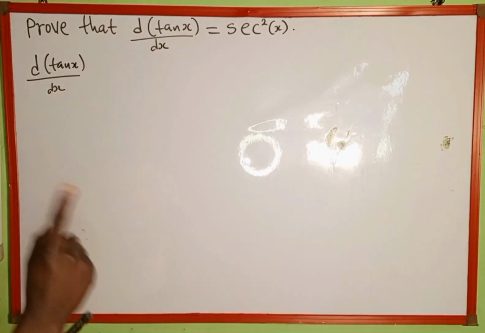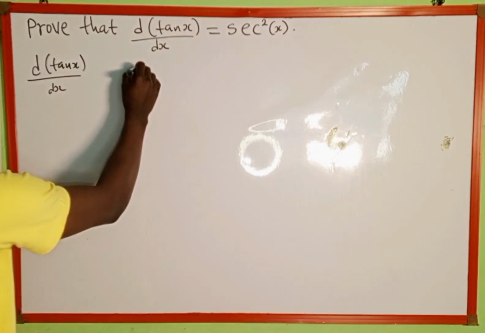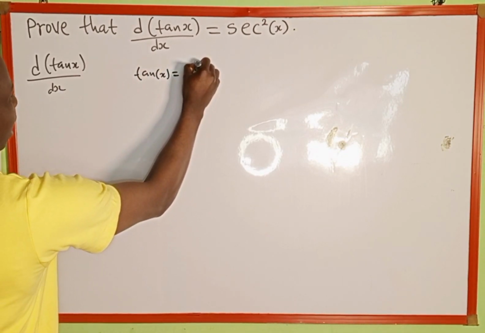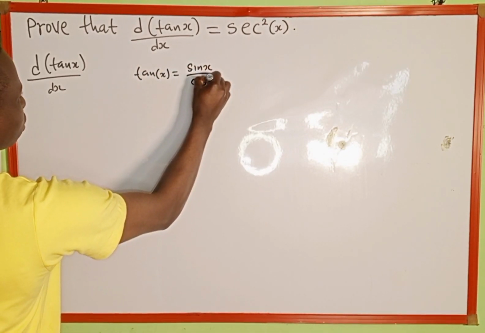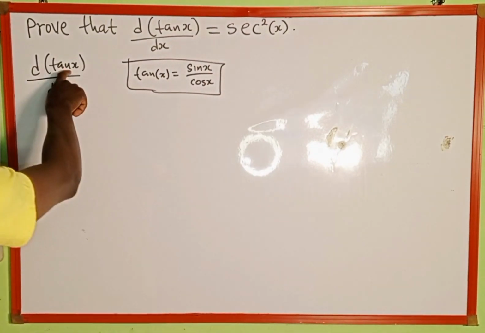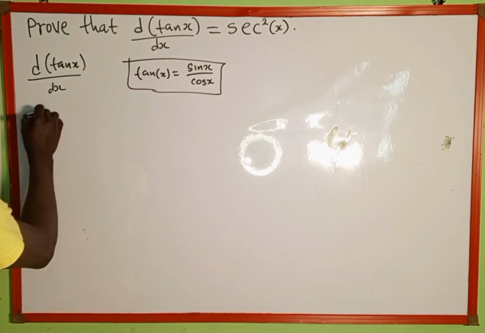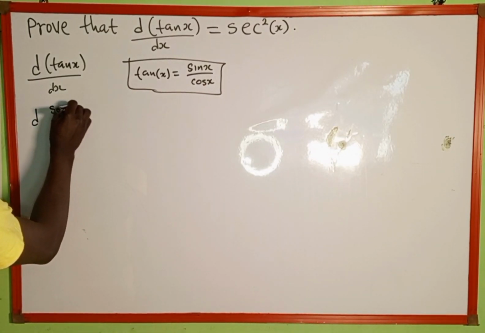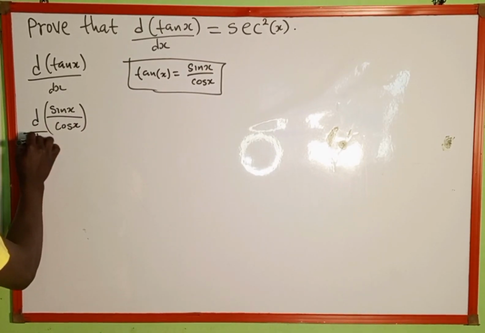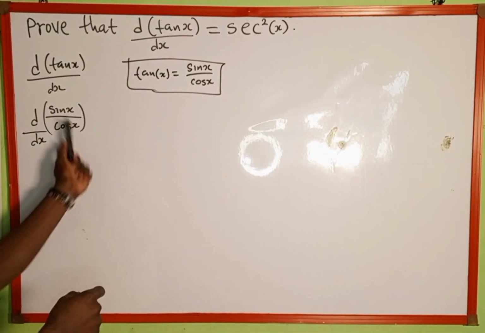So the first thing we're going to do is to recall our trigonometry identity. We recall that tan of x is the same as sine x over cosine x, from the trigonometry identity. So in place of tan x here, we're going to replace sine x over cosine x. This is going to be the derivative of sine x over cosine x with respect to x. Now we're going to differentiate sine x over cos x with respect to x.